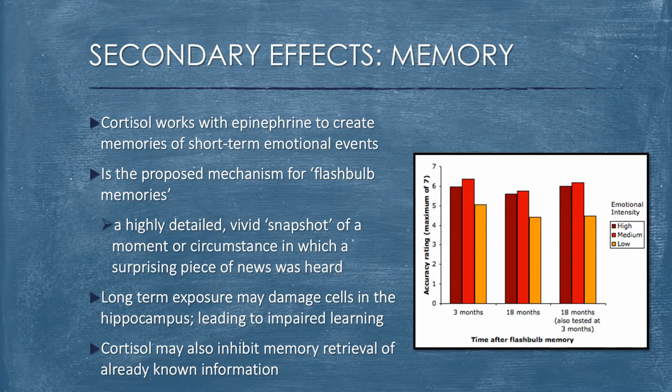Now, something to note here is that even looking at this first secondary effect, memory, we can see that cortisol has very good effects in remembering flashbulb memories, but also has some not so great, negative effects, leading to impaired learning and even inhibiting memory retrieval. So cortisol has good and bad, which you will see later on. So that's something to keep in mind.